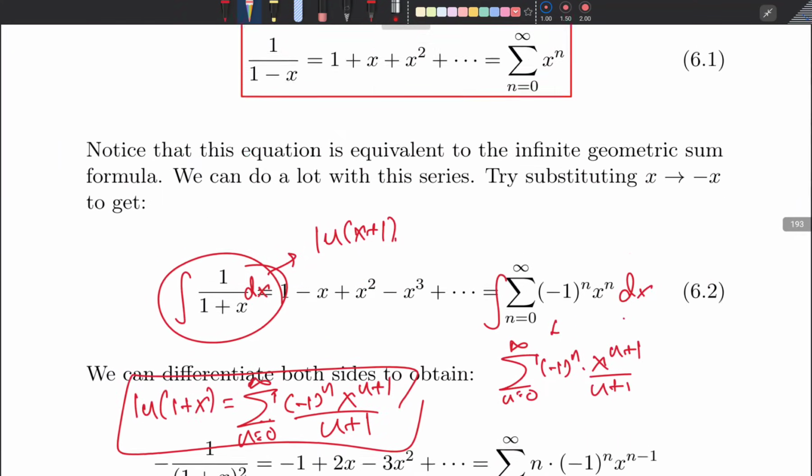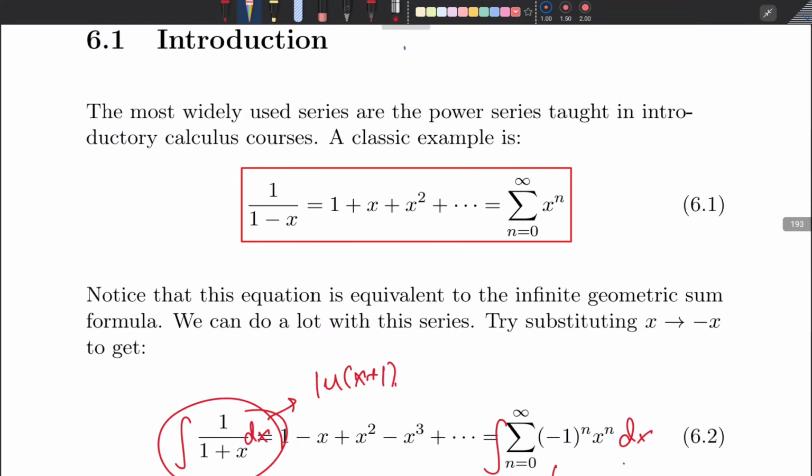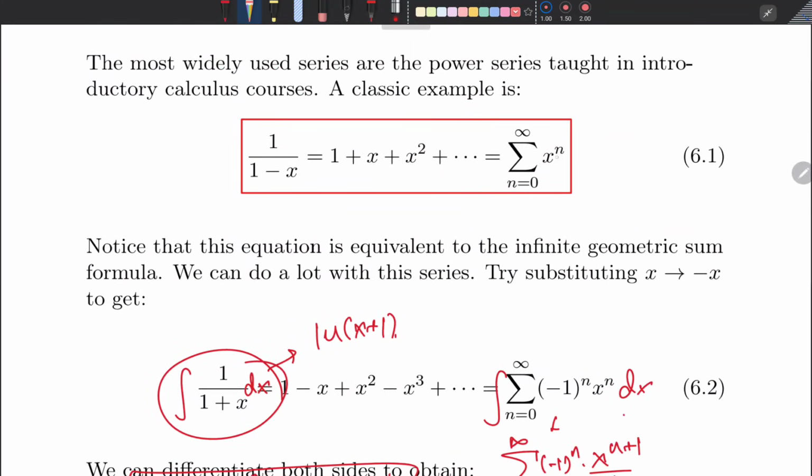So let's get back to that. I just forgot to tell you that, I'm sorry. Basically this converges when the absolute value of x is less than 1, and only then, because, as you might remember, we have studied it in our infinite geometric sum.